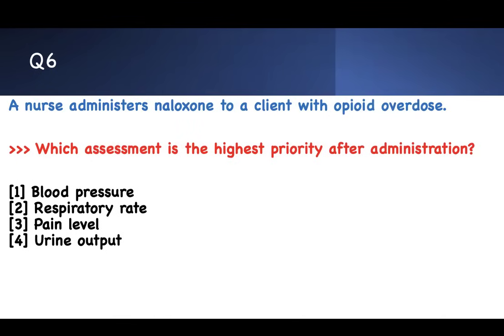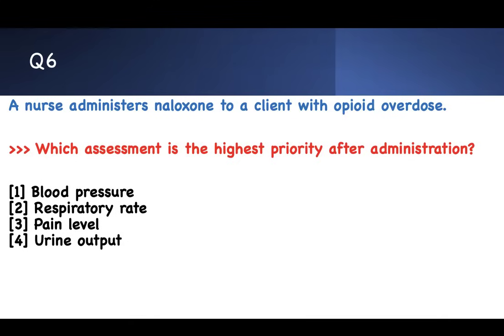Which assessment is the highest priority after administration? That means when I give it to you, I should watch for that. And then administer naloxone to a client with opioid overdose. What does opioid overdose do to you? Decrease your respiratory rate. Therefore, if I give you naloxone, what should I look for?